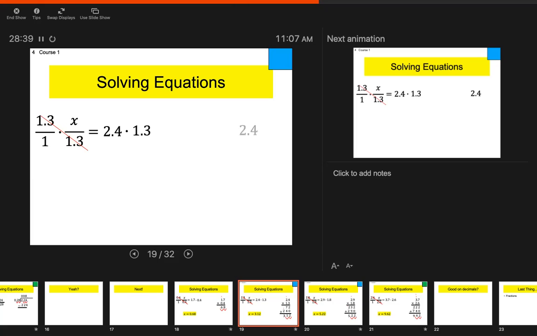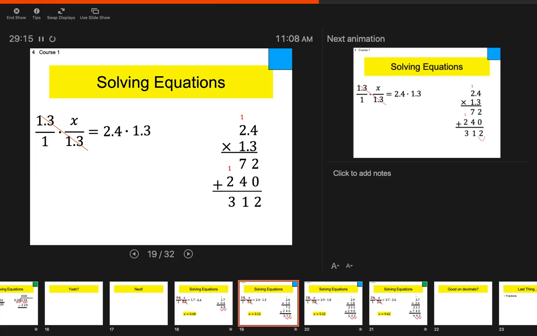All right, 2.4 on the top, 1.3 on the bottom. And then do the multiplication algorithm. 3 times 4 is 12, so 2 carry your 1. 3 times 2 is 6 plus 1 is 7. Bring down a 0. 1 times 4 is 4. 1 times 2 is 2. I'm going from right to left, not left to right. So we get a 2. 4 plus 7 is 11, so 1 carry your 1. 2 plus 1 is 3. So we get 3, 1, 2. It's what Devin said.